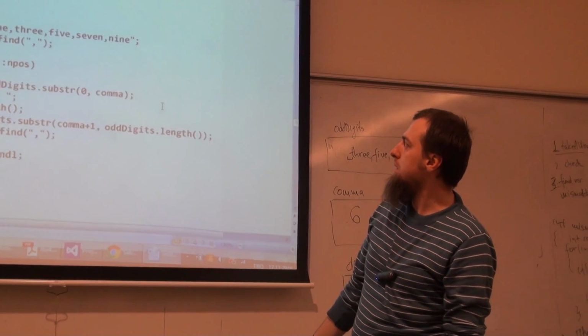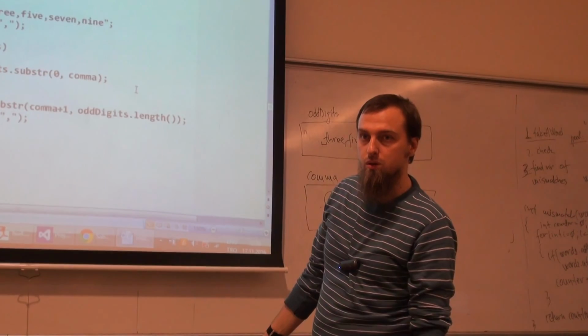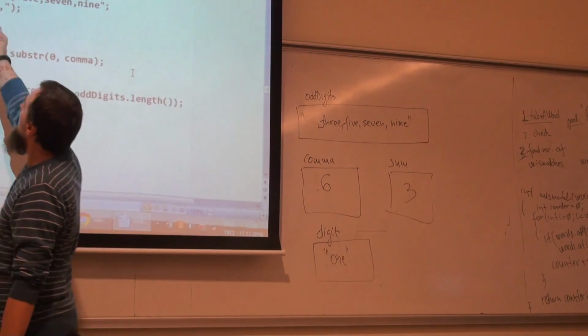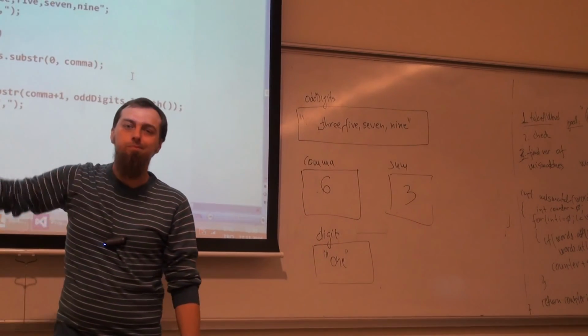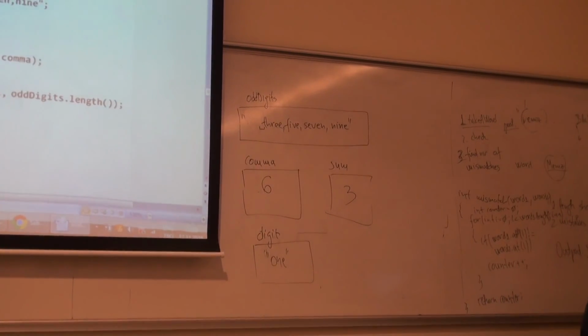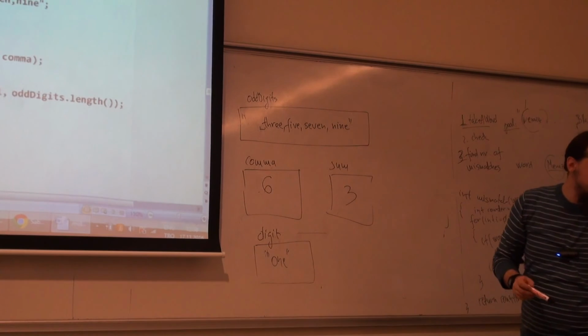Why do you think it's not the case? Comma plus 1, and there's no space in that. In the output? No, in string odd digits, there's no space between. It's just a comma. Are you sure about that? Yeah. Because if there's no space, it should have been something like this. Okay, it is like this. Okay. You're right. I thought there was a space.